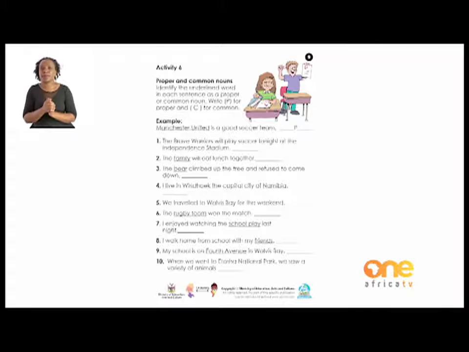Right. The next one says, the Brave Warriors will play soccer tonight at the Independence Stadium. Independence Stadium is a proper noun, which is underlined as well. So, on the space provided, you write a P as well to show that it's a proper noun. It's a specific name.